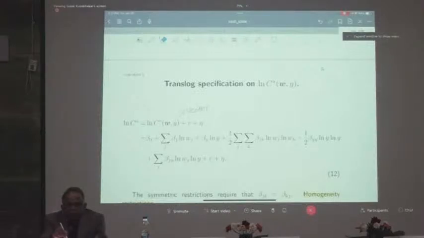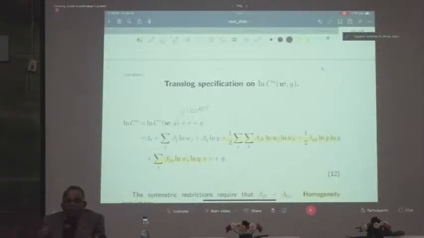So let me just do something like this. If I cross out this part, let's just get rid of this. Then again, what is it? This is a Cobb-Douglas cost function. What is Cobb-Douglas? Cobb-Douglas is a log linear function of the arguments.